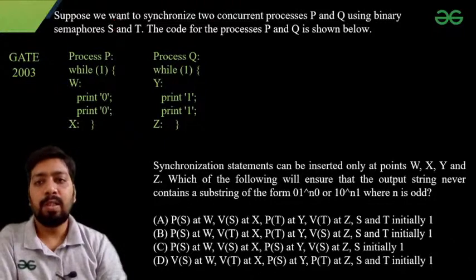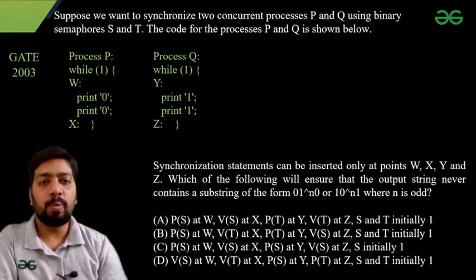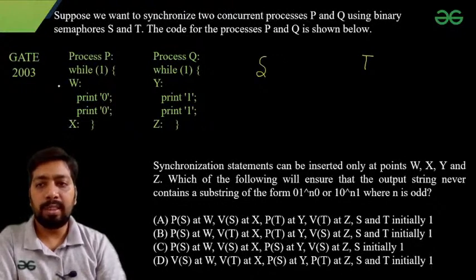First read the question. We want to synchronize two processes P and Q using binary semaphores S and T. So there are two semaphores S and T. And the code for the processes P and Q is shown below. So this is W and X and Y and Z. We don't know what it is, but process P is printing 00 and process Q is printing 11.